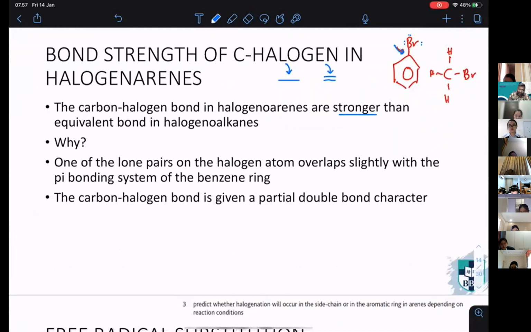The reason is that one of the lone pairs overlaps slightly with the pi bonding system, so they give you a partial double bond character. But do not get mistaken: partial double bond character does not mean they will do the electrophilic addition reaction. No, the partial double bond character is more towards the strength or the bond length of the carbon and Br. They are going to be a bit stronger.